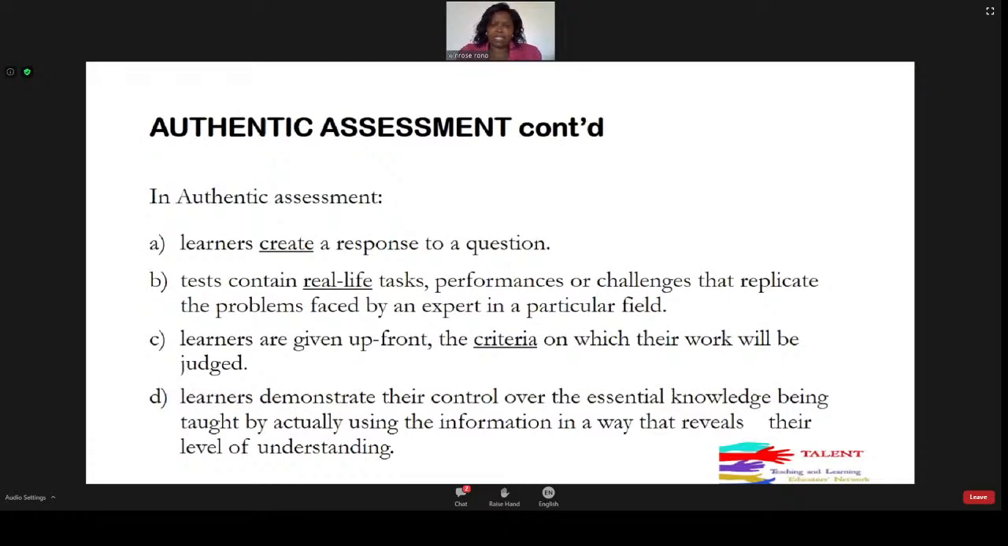In authentic assessment, learners endeavor to create a response to a question, and the tests that are given to learners contain real-life tasks, performances, or challenges that replicate the problems faced by an expert in a particular field. Learners are also given upfront the criteria on which their work will be assessed. And therefore, learners demonstrate control over the essential knowledge that is taught, using the information in a way that reveals the level of understanding.